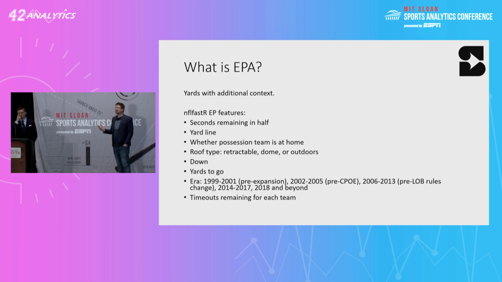It's not 6 points more valuable than the first 70 yards. So, what we have here, and every expected points model is about the same, is basically the seconds remaining in the half, what yard line you're at, whether the possession team is at home, because home field advantage still does exist, although it's smaller than it used to be, what kind of stadium there is, down and distance, and then which era and how many timeouts remaining for each team.